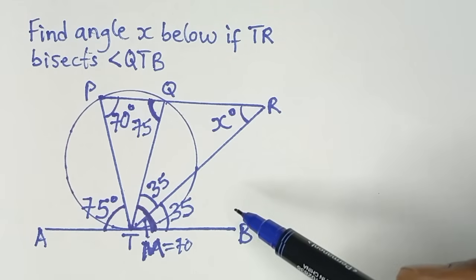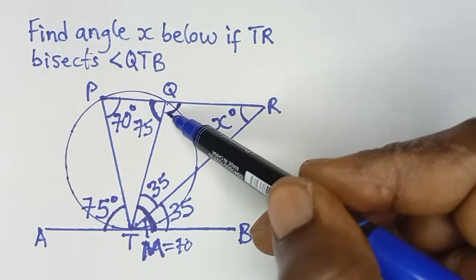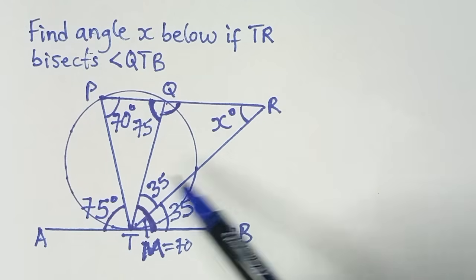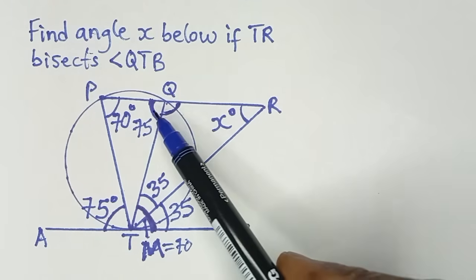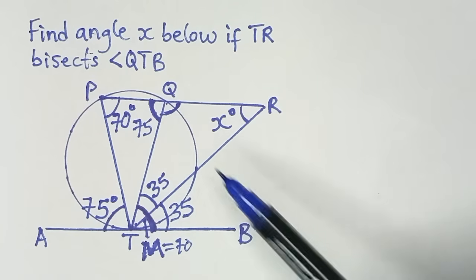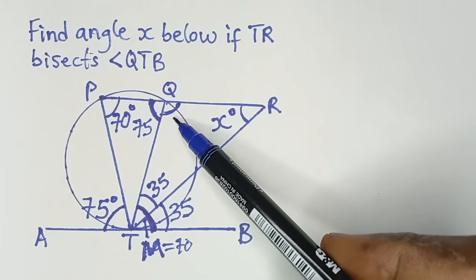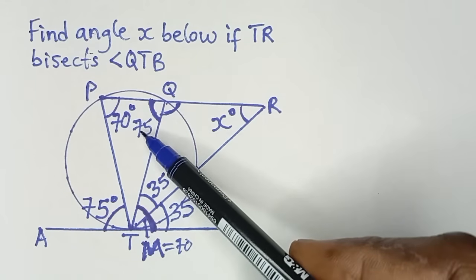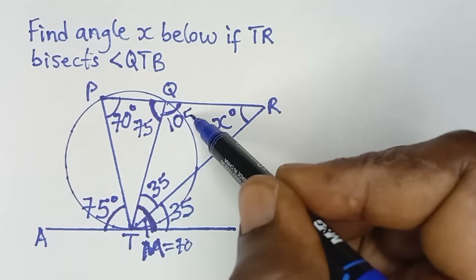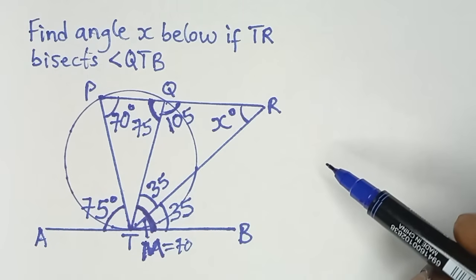Then the next thing for us to find now is to look at this straight line. PQR is a straight line. And then we know that the sum of angles on a straight line is 180 degrees. So if this is 75, to get this other angle, we have to say 180 minus 75. And that will give us 105 degrees. So that means this angle here is 105 degrees.